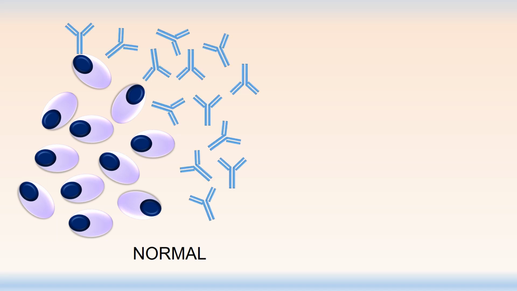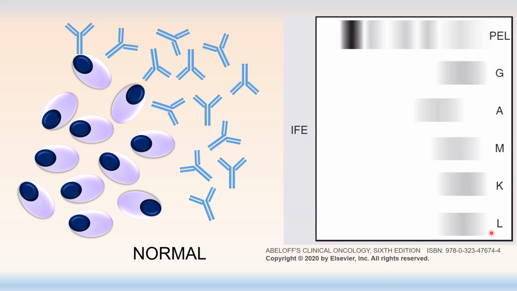When you look at a normal constitution of plasma cells, recall that they would be considered polyclonal, and they would independently produce whatever antibody was appropriate, which would mean that we would have an admixture of multiple antibody classes and an admixture of kappa and lambda light chains. So a normal immunofixation would show you IgG, IgA, IgM, and kappa and lambda all represented together.